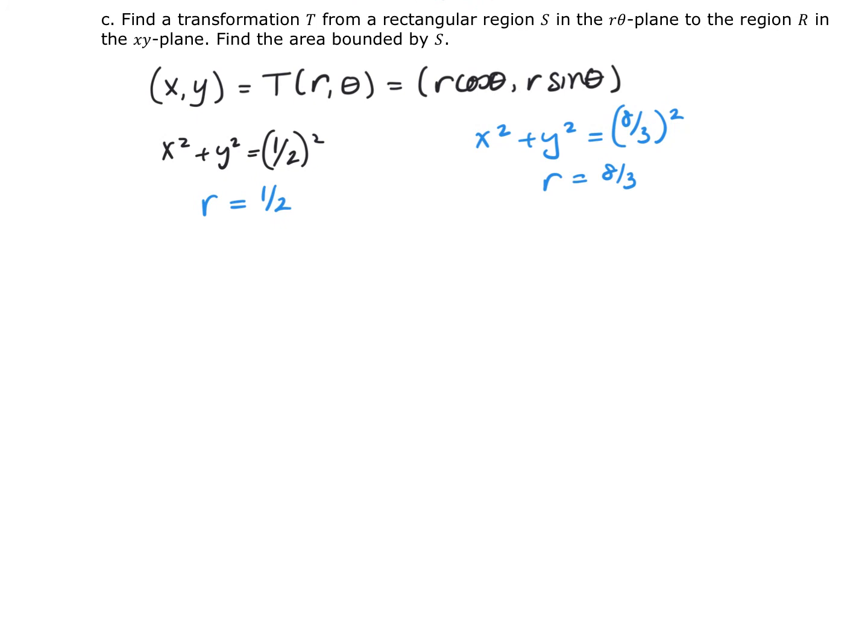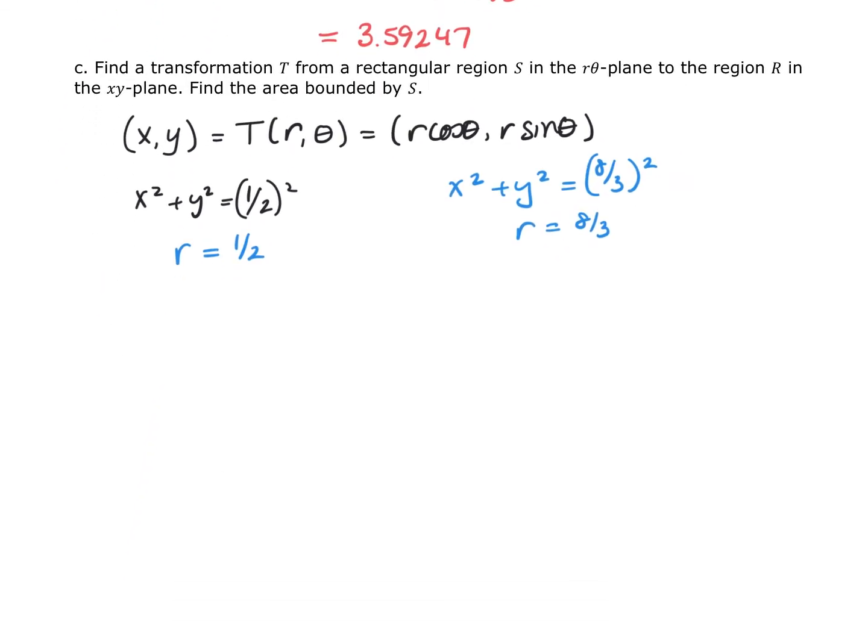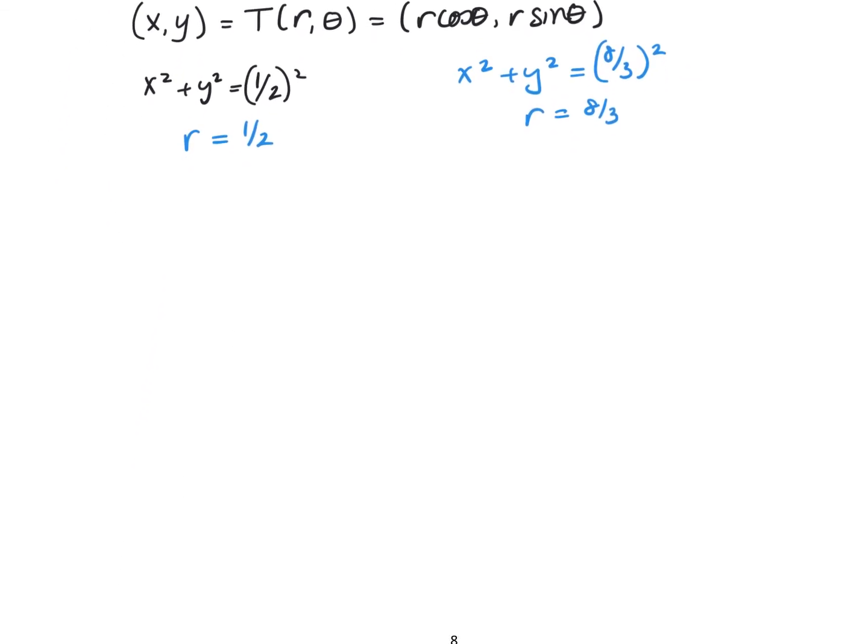So now we found our bounds for r. Our theta, well, if we look at our shape, we know theta starts at pi/3, just like it did before, and ends at pi/2. So I could just start integrating, as long as, of course, I have my Jacobian, which we know is going to be r. So I'm going to go from 1/2 to 8/3, from pi/3 to pi/2 of r d theta dr, and I still get 3.59247.